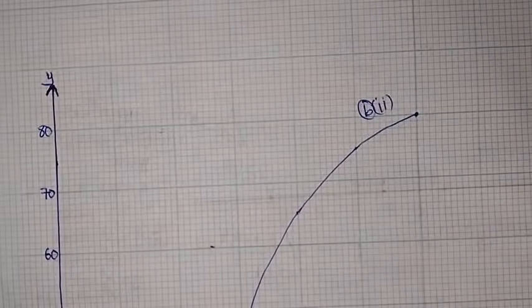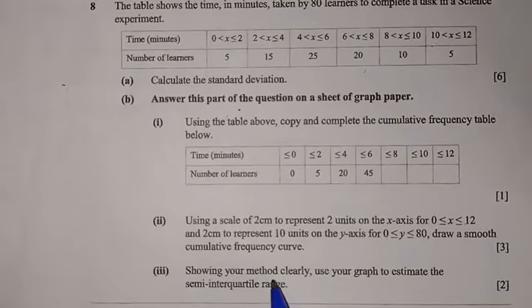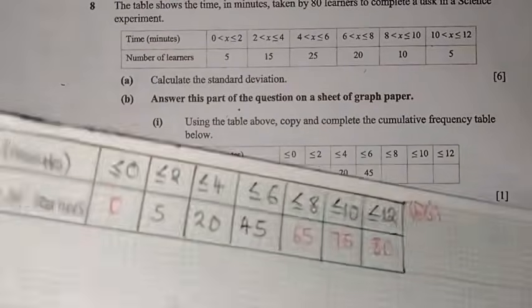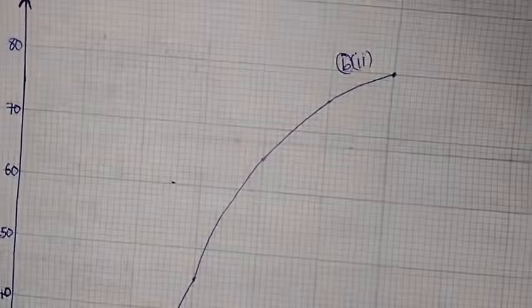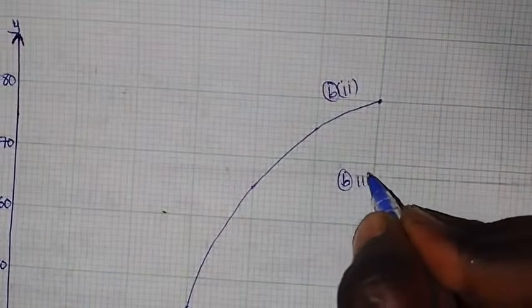So let us now look at the next question. All right, so now this is our last question right here. Showing your method clearly, use your graph to estimate the semi-interquartile range. So this is question B3. So you get your graph, okay? You get your graph, you write this is question B3.